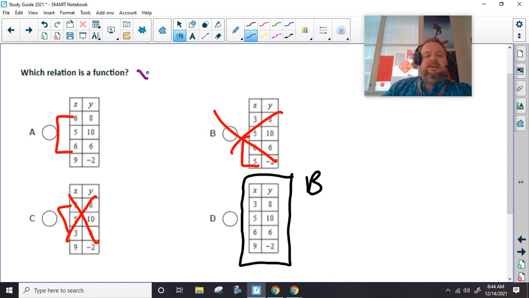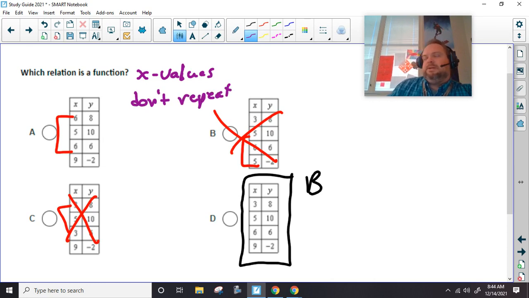Remember, for this, x values don't repeat.